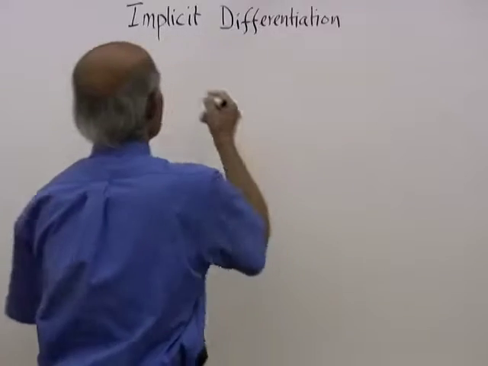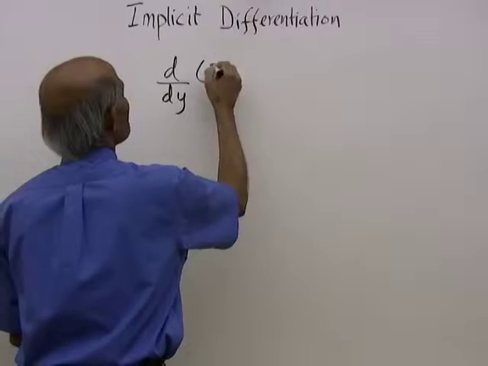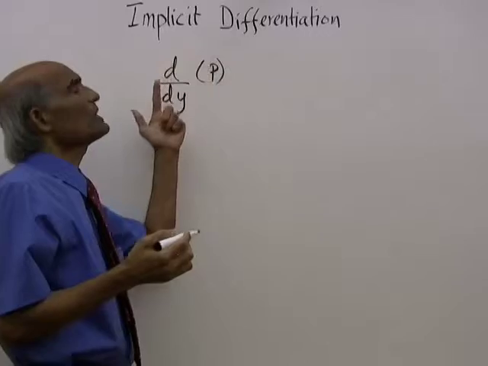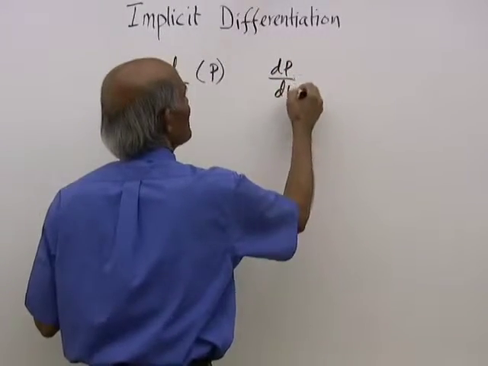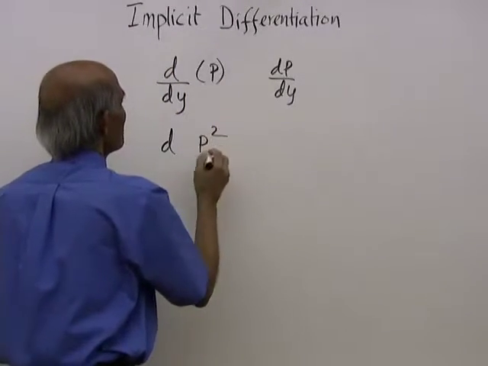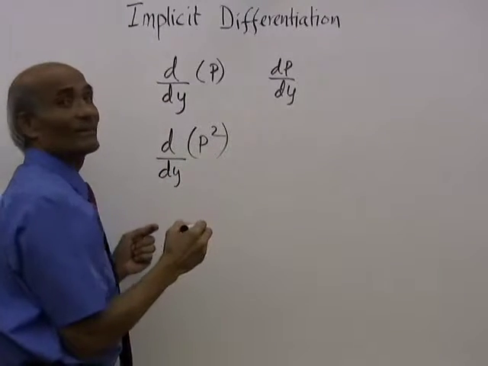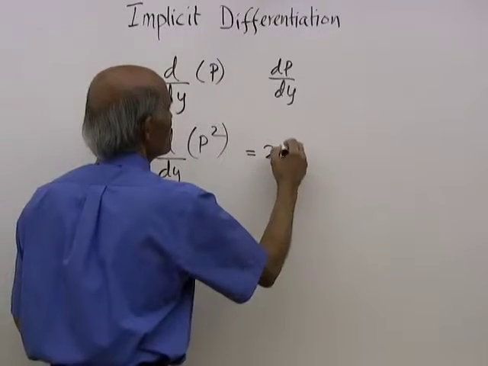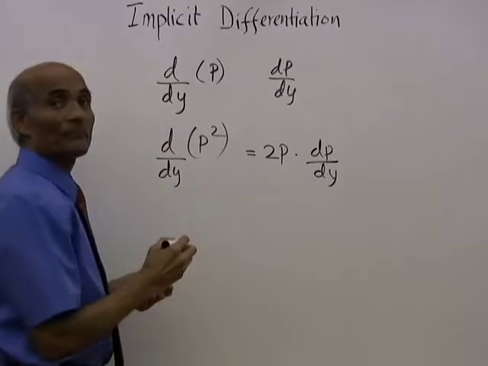Now, let's write some more of these. Now tell me, what is the derivative of, say, p with respect to y? It will be dp divided by dy. What will be the derivative of p squared with respect to y? Well, it will be 2p times dp by dy.